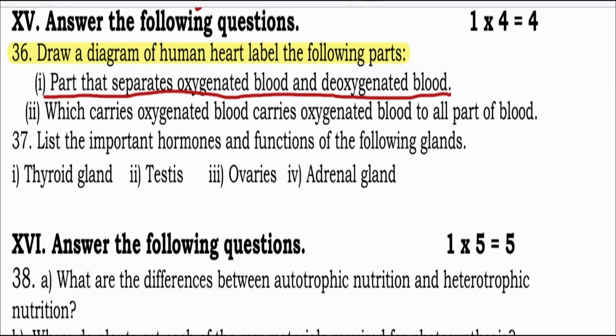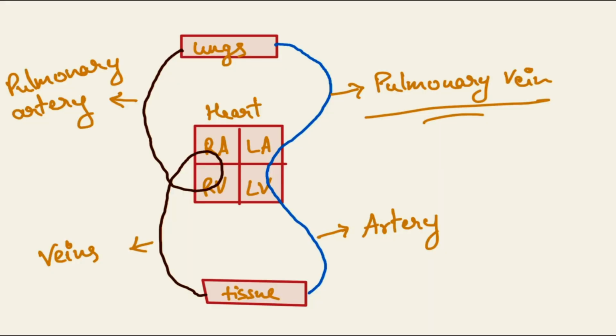And for the second question, which carries oxygenated blood to all parts of the body? In this diagram the answer is artery. This carries blood from the heart to all parts of our body.